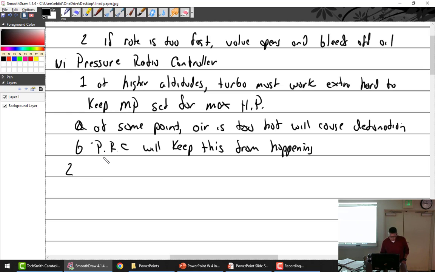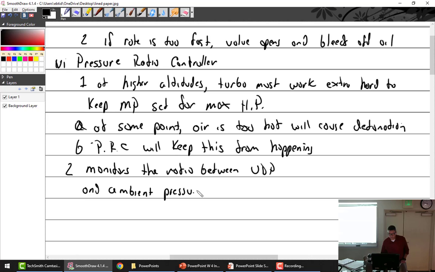This is point 2. Monitors the ratio between upper deck pressure and ambient pressure. Limits upper deck pressure to 2.2 times ambient.